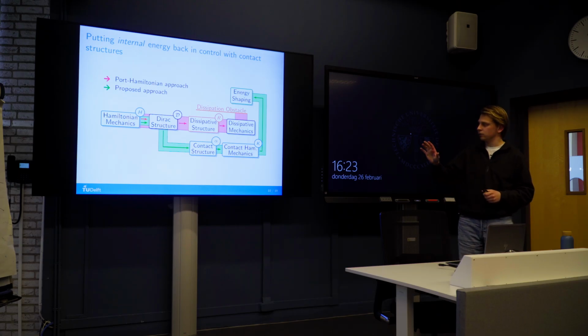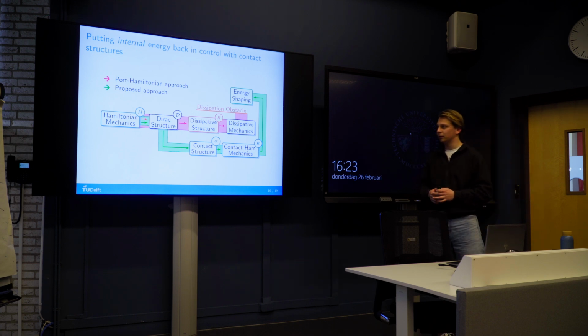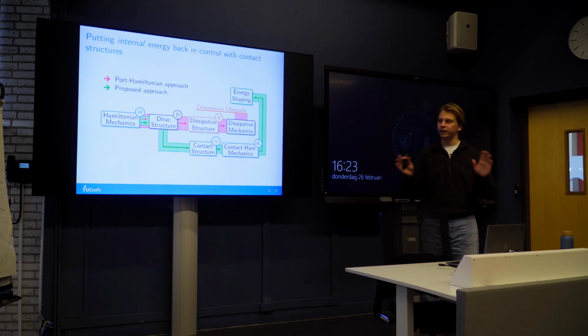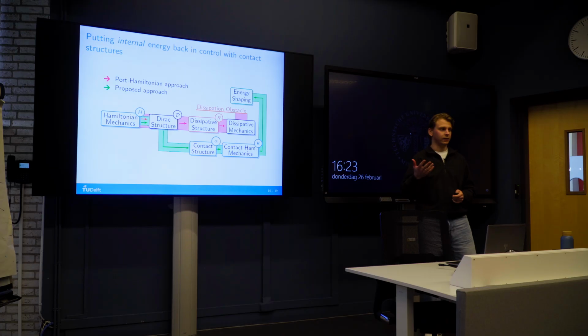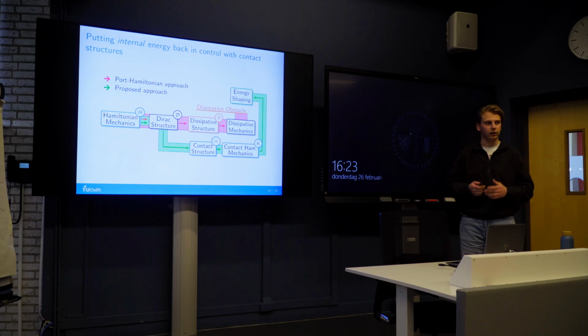And this will allow us to use something called contact Hamiltonian mechanics. The name already suggests it's very similar to Hamiltonian mechanics, and that is indeed the case. No need for any correcting dissipative structure. Also, it's based on the total energy. So not only the blue energy, but also the dissipated energy that we were not accounting for. And this allows us to do energy shaping.